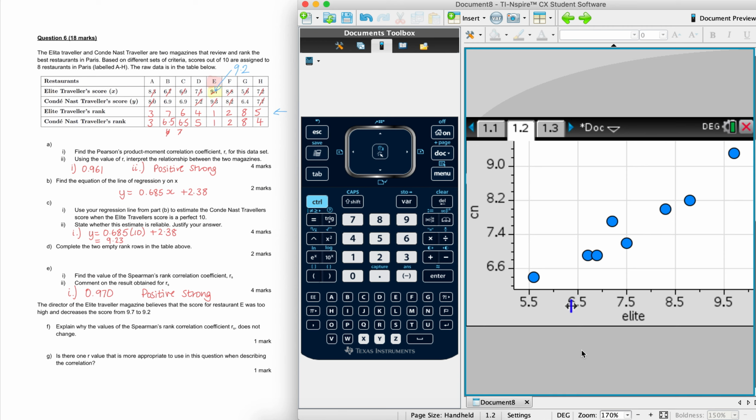So looking at this, it looks as though Pearson's would be a good choice. It's pretty linear and there's no real obvious anomaly. So therefore you could argue that Pearson's would be the better option.